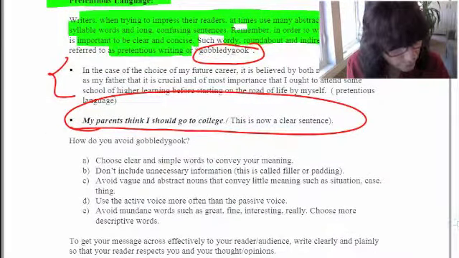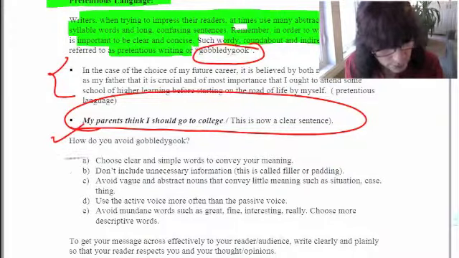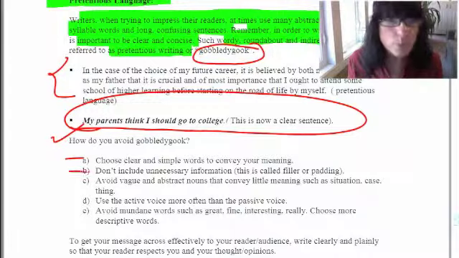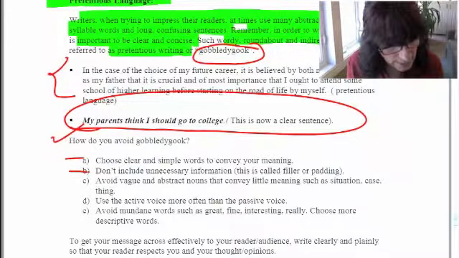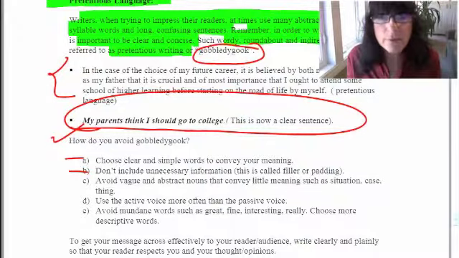So how do you avoid gobbledygook? How do you avoid this pretentious language? Well, here are some pointers. A, you choose clear, simple words to convey your meaning. Next, don't include unnecessary information. This is called filler or padding.